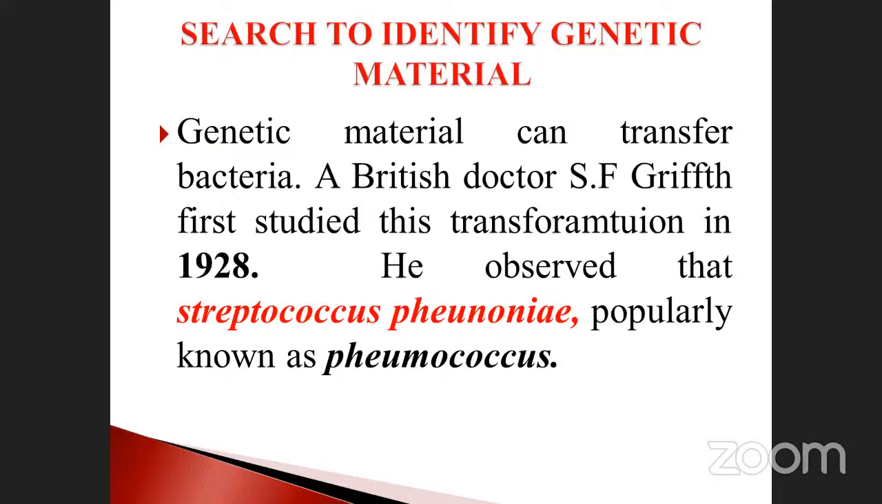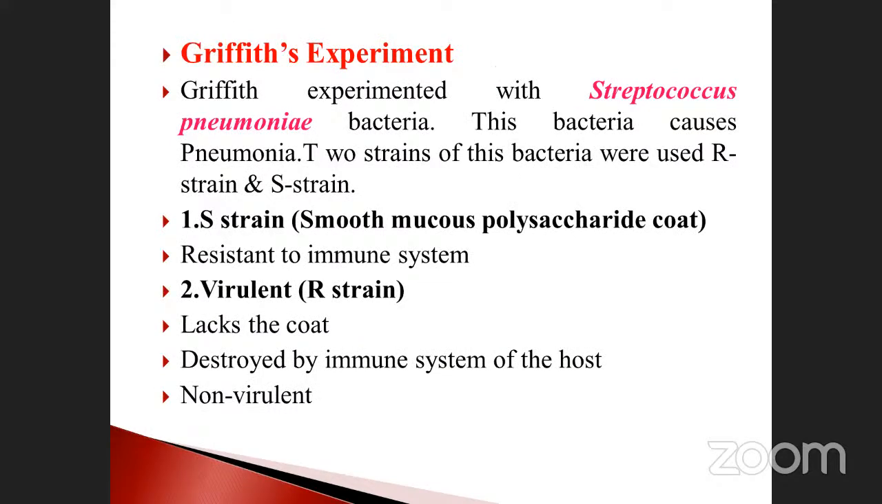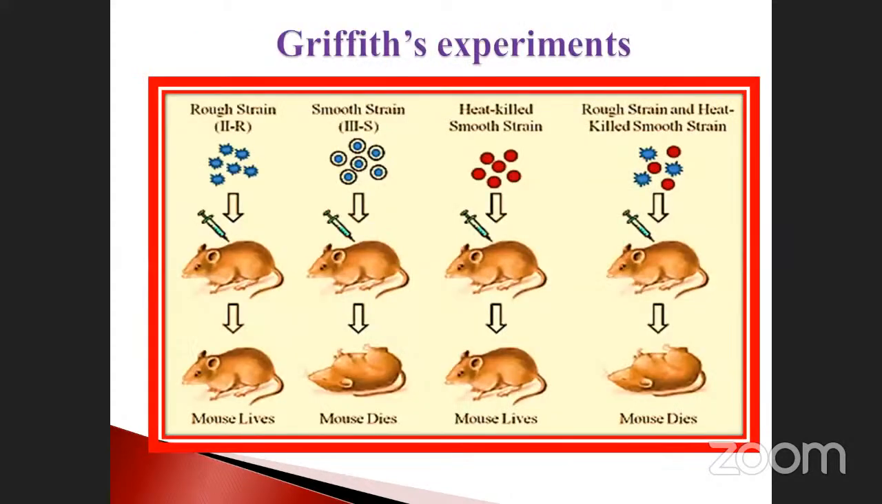So this was done by the scientist S.F. Griffith in the year 1928 with the help of the microorganism called Streptococcus pneumoniae, popularly known as pneumococcus. What did he do? Okay, see, this is the experiment. Can you see the slide, my dear? Yes, sir. Okay, this is the experiment. Yes, Ajay.